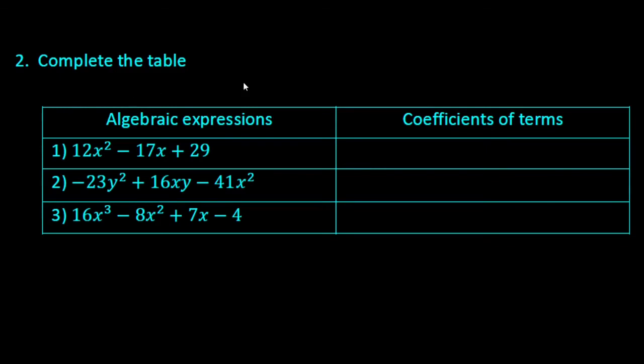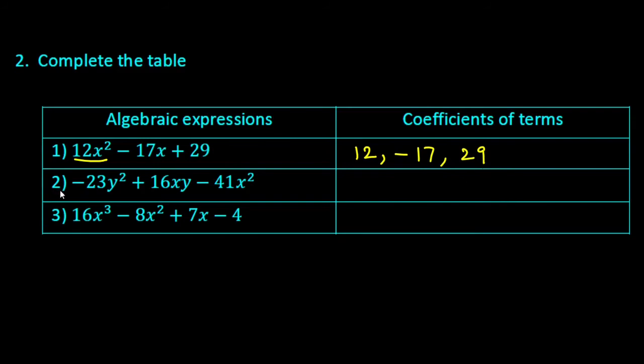Second question, complete the table. Algebraic expressions are given here, and we have to write the coefficients of the terms. Here 12x square, so the coefficient is 12. Minus 17x, so minus 17 is the coefficient. Plus 29, 29 is the coefficient. The coefficients of the first expression are 12, minus 17, 29.